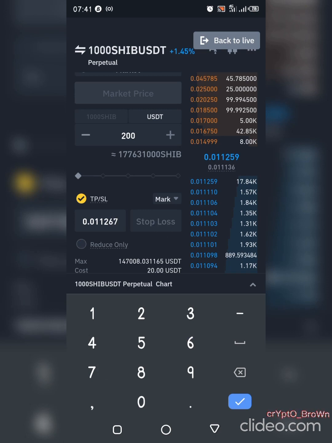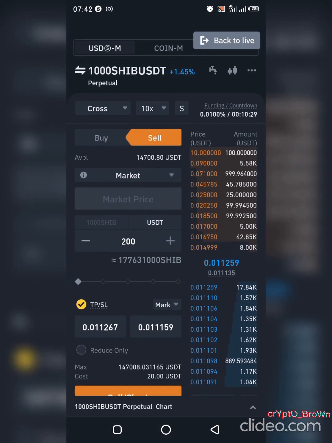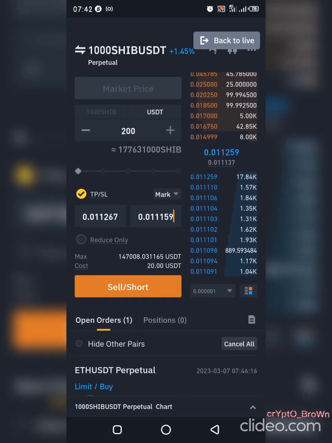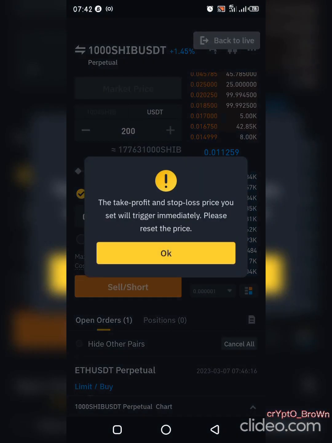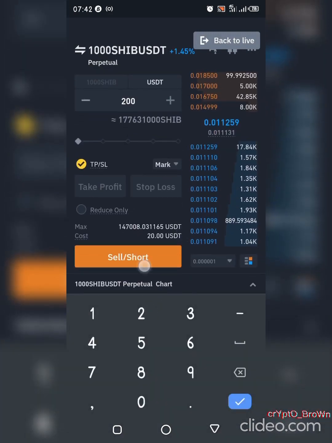And our stop loss is when the market reaches 0.011159, we should get out. Try to do your own research based on trading, because if you don't have that kind of knowledge, you'll not be able to enter into perpetual or futures trading. So you sell short, it doesn't matter. Since the order will be triggered immediately, let's sell short.